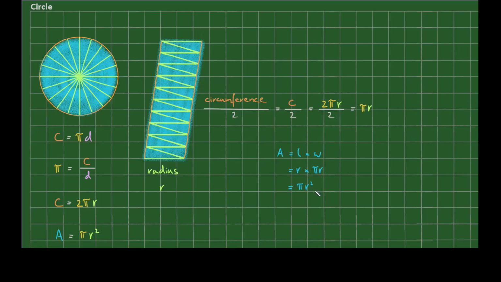Granted, you do not need to know where this formula comes from in order to use it. But having good numeracy skills means understanding where some of these fundamental formulas are coming from.